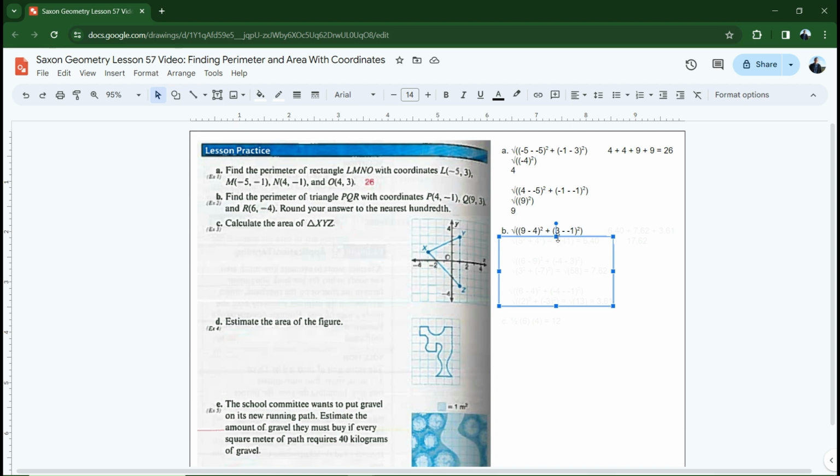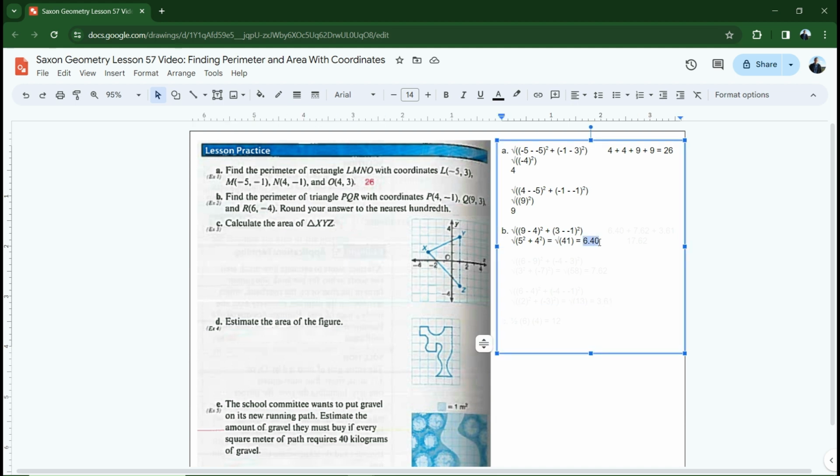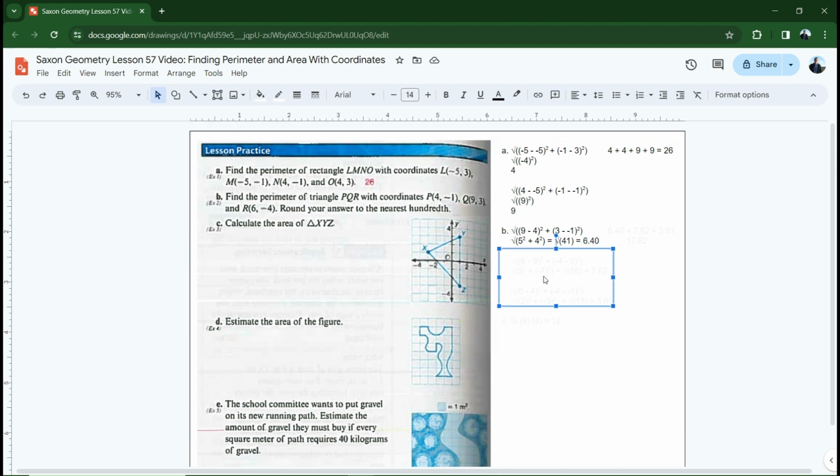That simplifies to 5 squared plus 4 squared, which is going to be 41. 25 plus 16 is 41. But I need to take the square root of 41. I need to punch it into a calculator because that is not a simple square root to figure out. And it ends up being something like 6.40. Okay, next let's figure out QR.